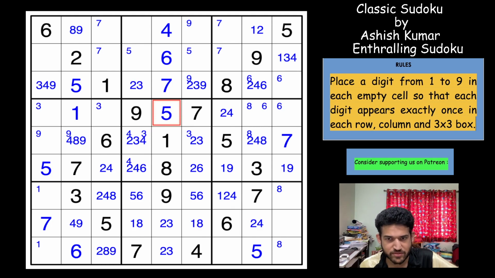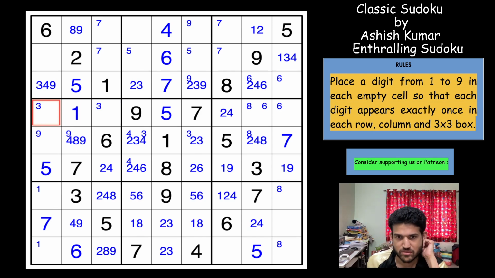Okay, I have a 6 in one of these 2 cells. So 6 doesn't go here. Not that it's much help. Okay, this one cannot be 1, 2, 5, 6, 7 and 9. So this will be 3, 4 and 8.